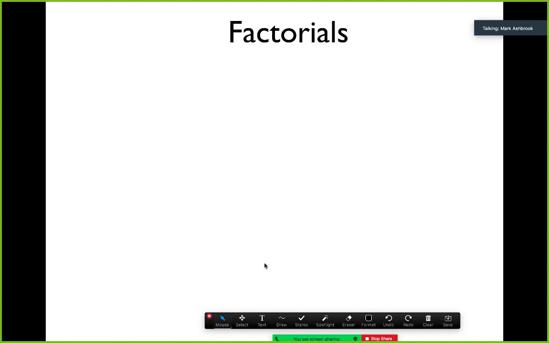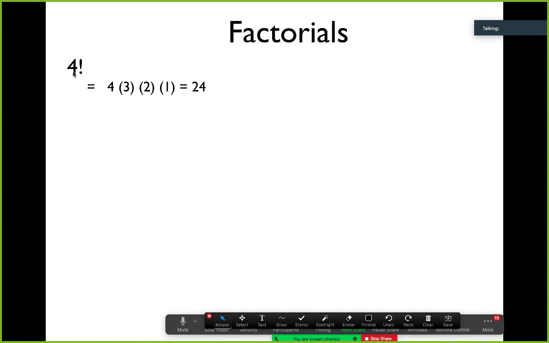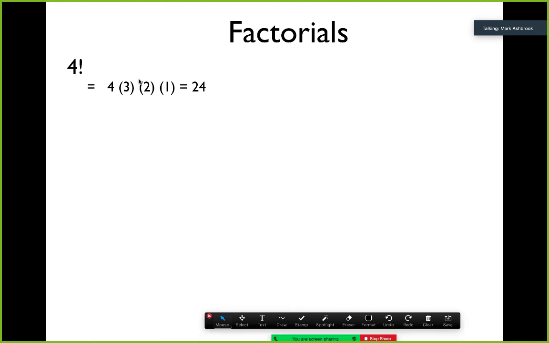Okay, let's talk about factorials. This is called 4 factorial, and it does not mean 4, 4, right? What it means mathematically is, start with a number, and then multiply down by the next whole number. So you're multiplying down a sequence of whole numbers all the way to 1. So you always multiply all the way down to 1, starting from that number. So 4 factorial is 4 times 3 times 2 times 1, or 24.